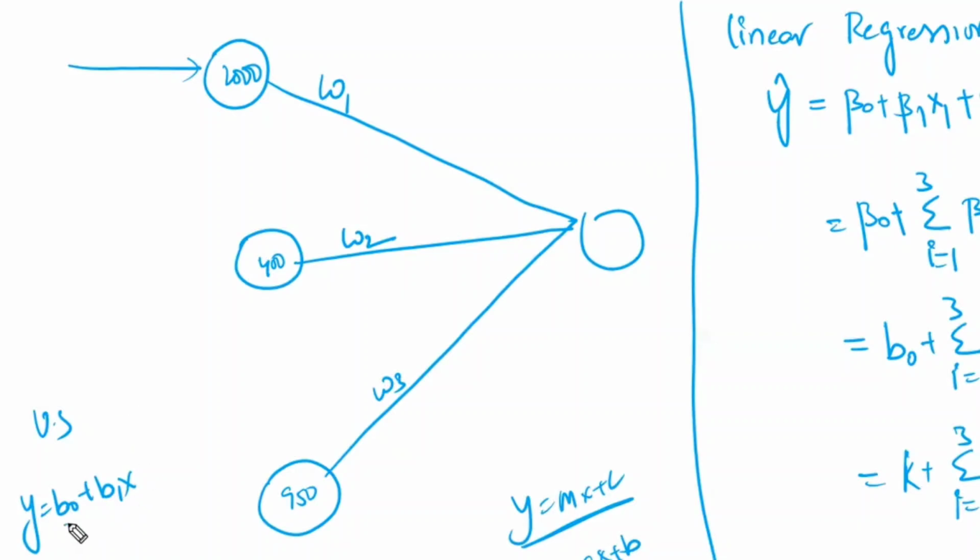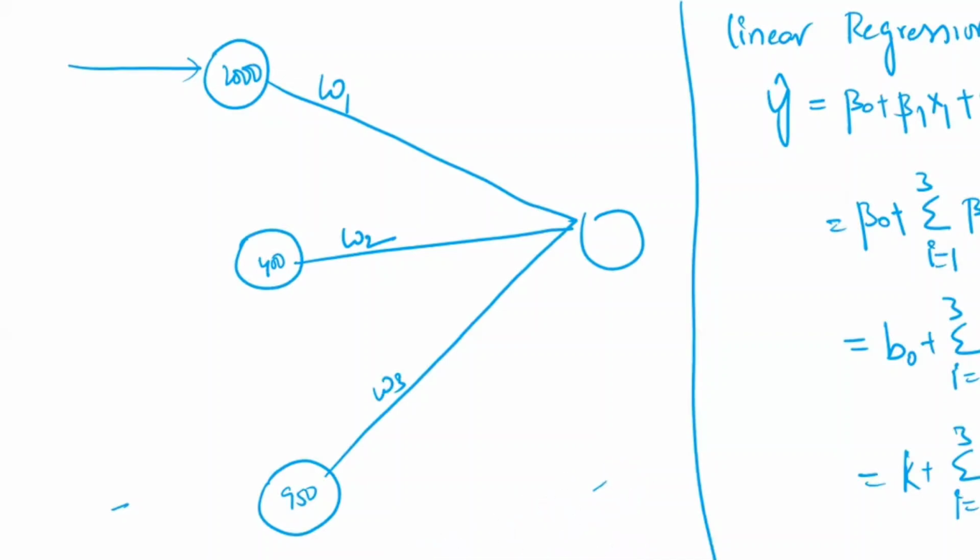But whether it is b naught or c, finally the concept remains: it is the y-intercept only. b1 or m, both are called the slope only. The concept is slope, the concept is intercept. Only the notations are changing, not the concept. The concept will not change, right? Now in the same way, this is in machine learning.